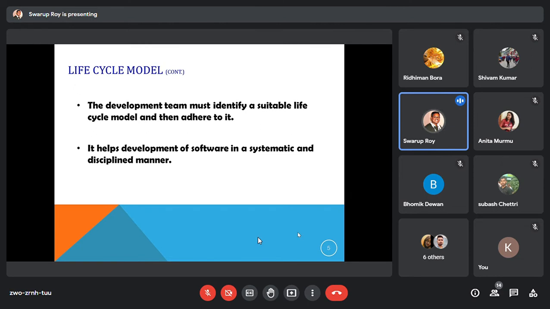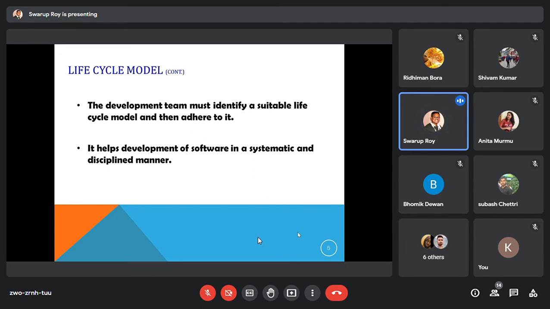Once they do, they make an overall plan, and it is not just planning: for every phase, when to start and when to end, and what the possible cost of every phase will be, can all be chalked out when you are going for the life cycle model selection. It helps because everything is there on pen and paper, so it is a very systematic manner. One can see how the progress will happen for a particular software development.